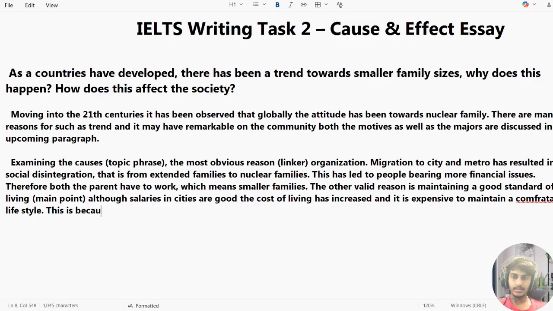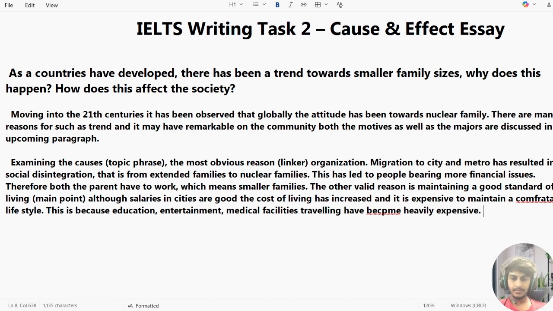This is because education, entertainment, medical facilities, and traveling have become heavily expensive. This is the third point.